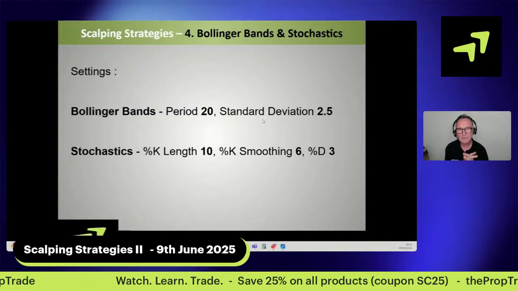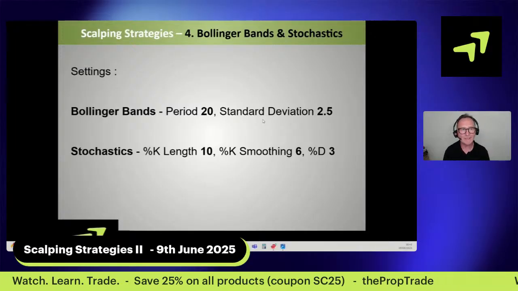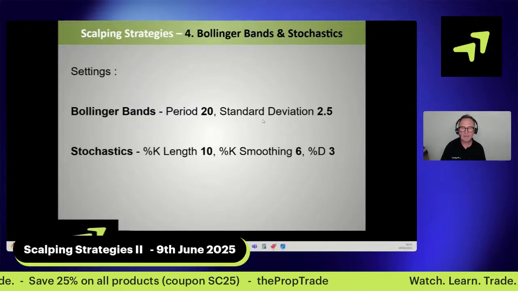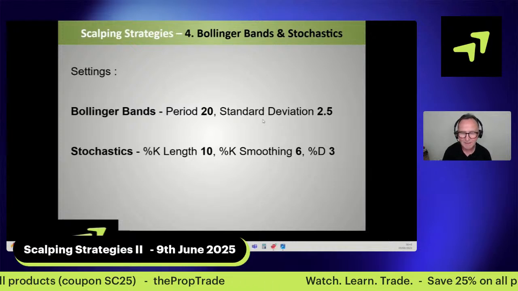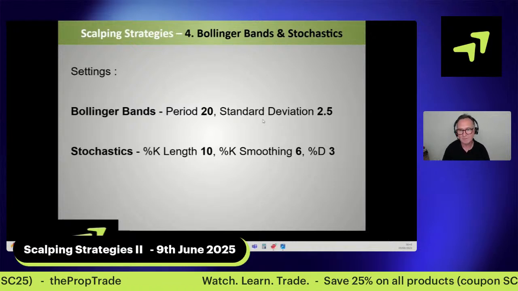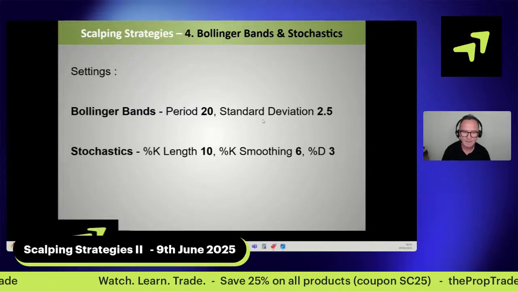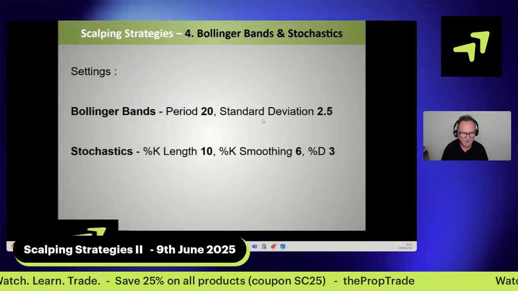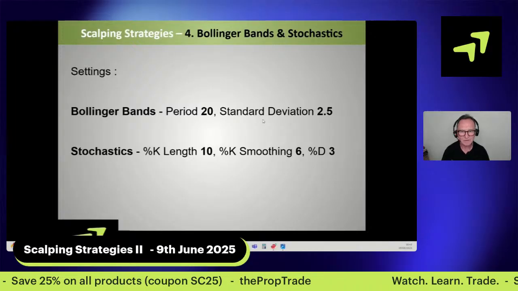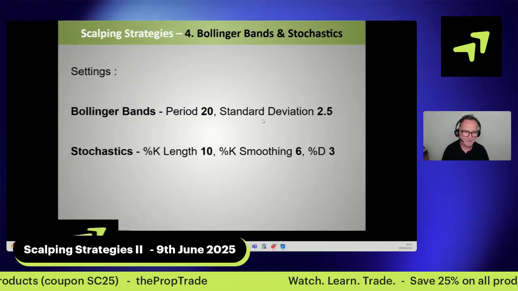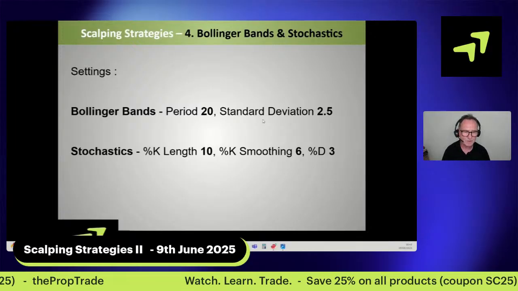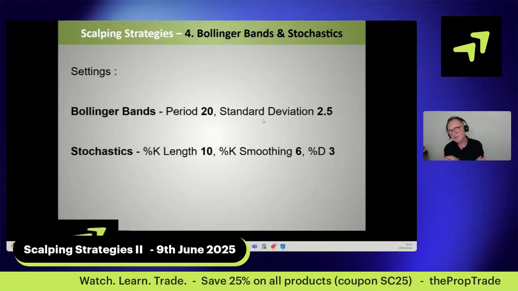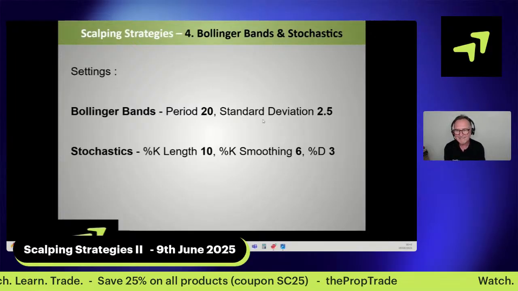Stochastic setting is a wee bit different to what you might expect and what you see in standard settings. I've got my K line, so I've got 10, 6, 3 basically is my settings for stochastics. The K is 10, percentage K smoothing is 6, and percentage D is 3. We don't change that, but it's 10, 6, 3 for my stochastic settings.